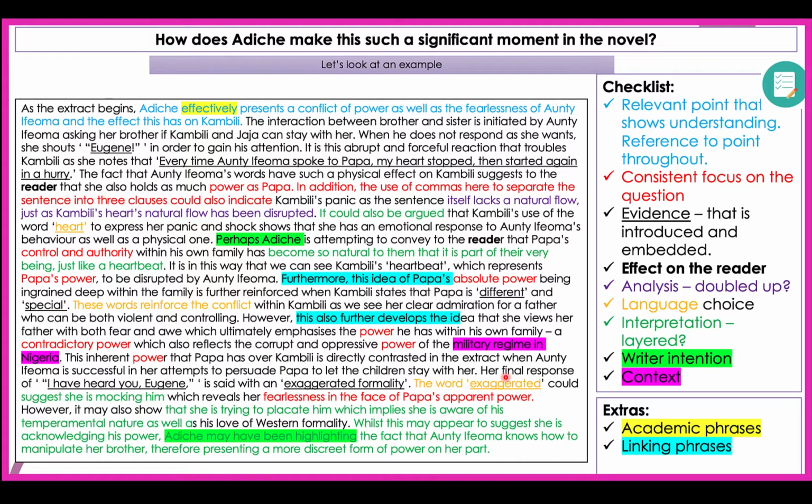So multiple meanings, that this word to me could suggest many things, and I'm going to include it to show the examiner that I can interpret on multiple different levels, and I do understand the significance of language within a novel. It may also show that she's trying to placate him, which implies she is aware of his temperamental nature as well as his love of Western formality. Whilst this may appear to suggest she is acknowledging his power, Adichie may have been highlighting, see we've got the writer intention here, the fact that Auntie Ifeomi knows how to manipulate her brother, therefore presenting a more discreet form of power on her part.